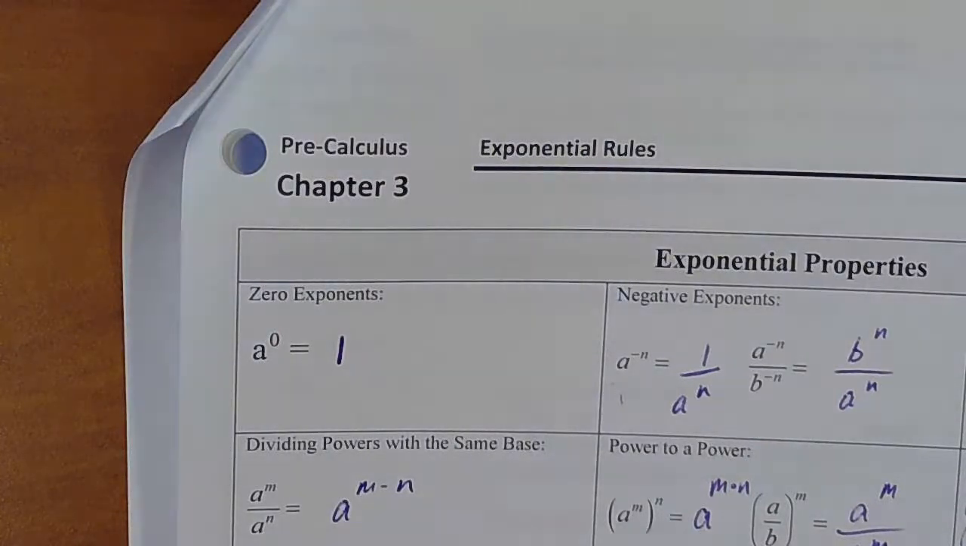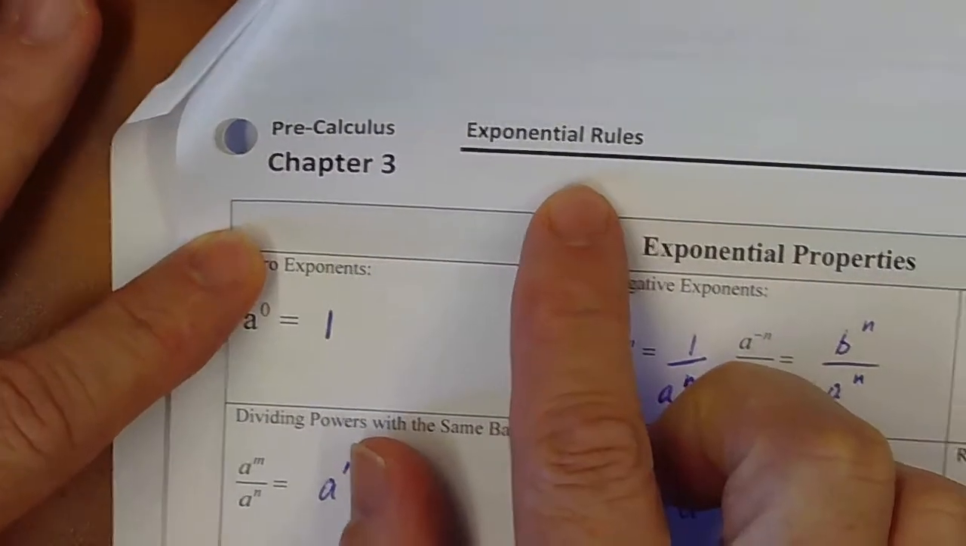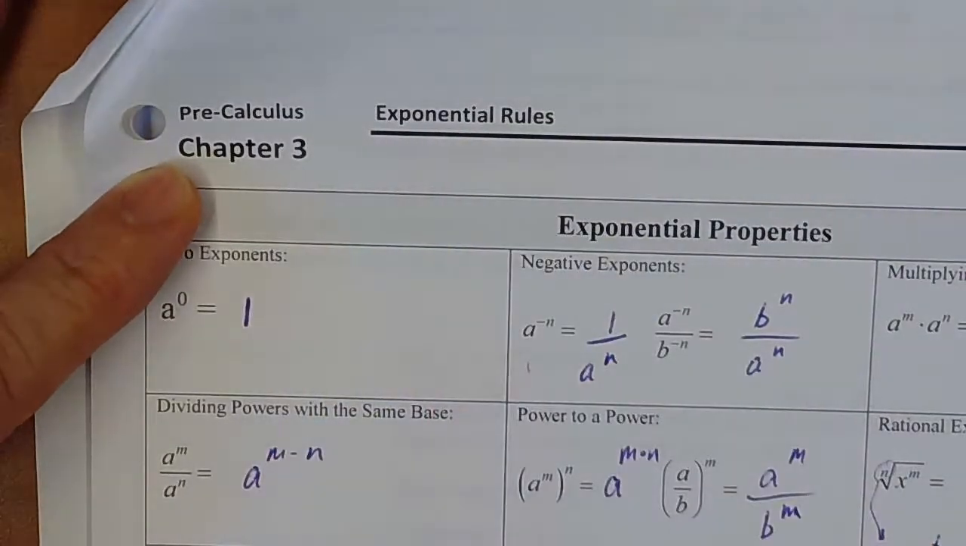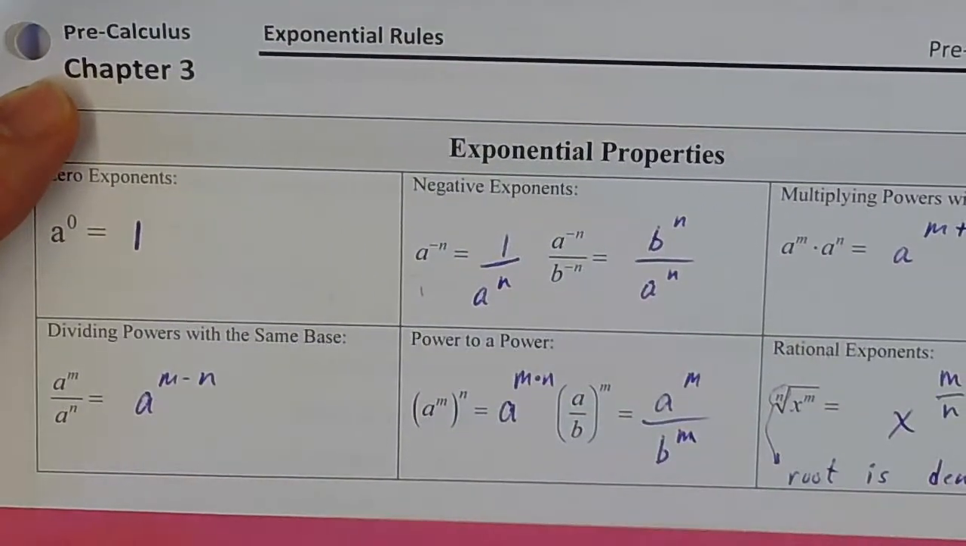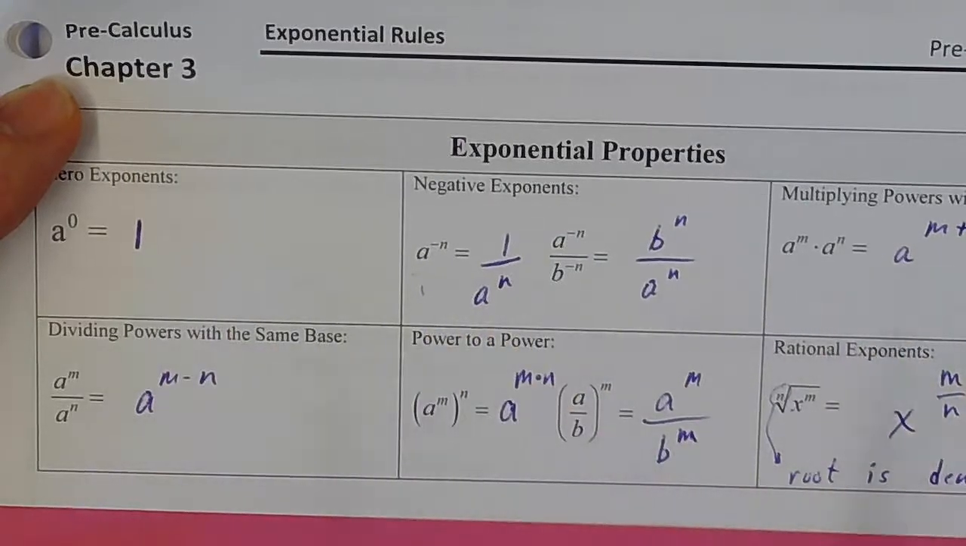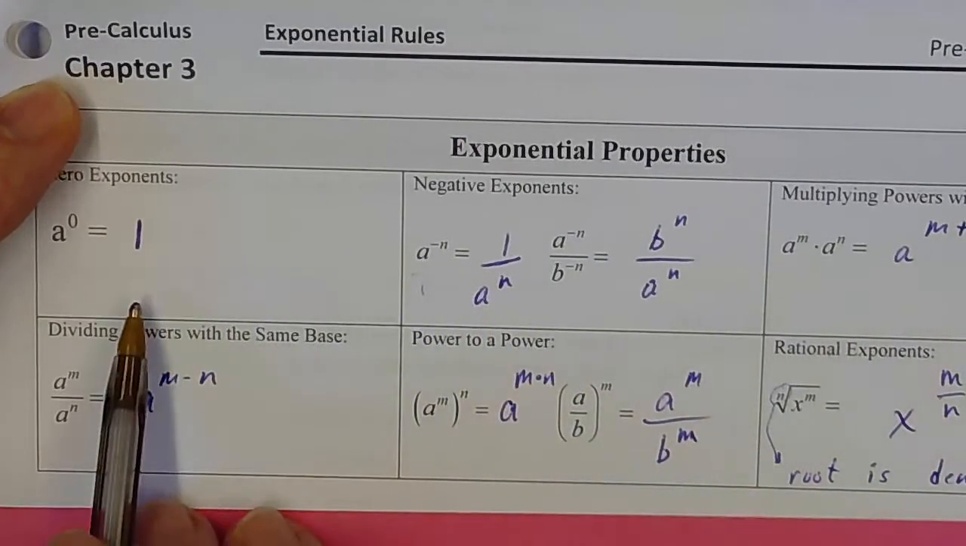Okay, we're starting chapter 3 today. We'll start with a little bit of exponential rules that will show up throughout chapter 3, and then start the first learning target at 3:1. All right, so here's some properties that you should fill in. I'll quickly go through them, pause if I'm going too fast.